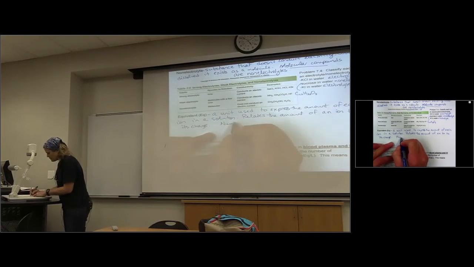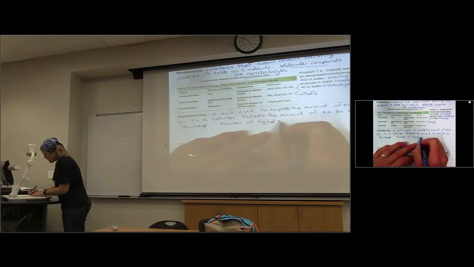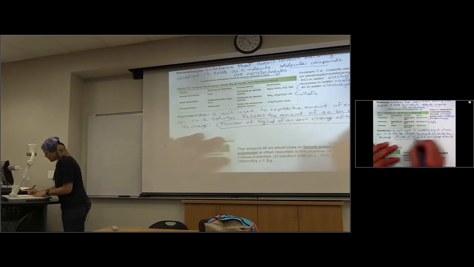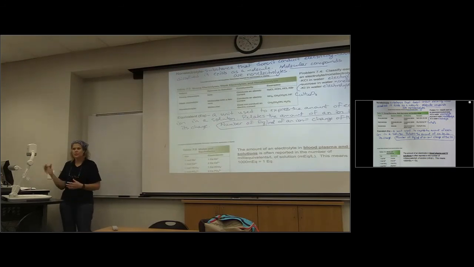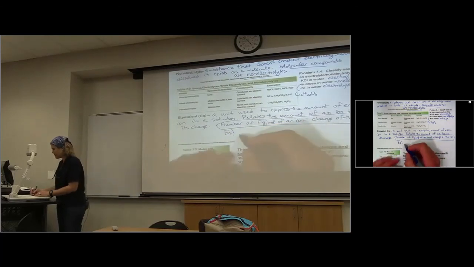Here's the key though. The number of equivalents per mole of an ion is equal to the charge of the ion. So if I ask you how many equivalents per mole there are, you just say what's the charge? But really you're supposed to know the charge. Hence the reason we learn charges of ions.